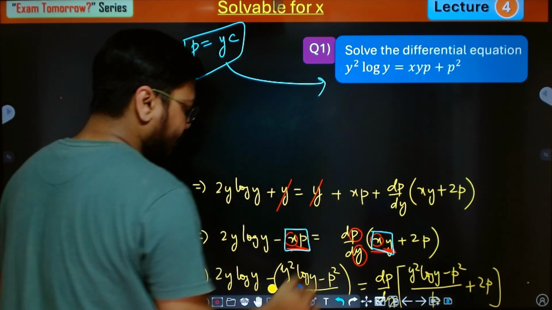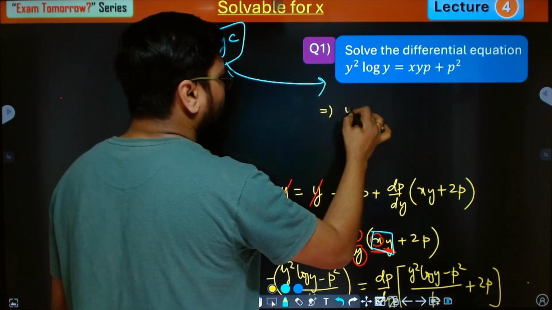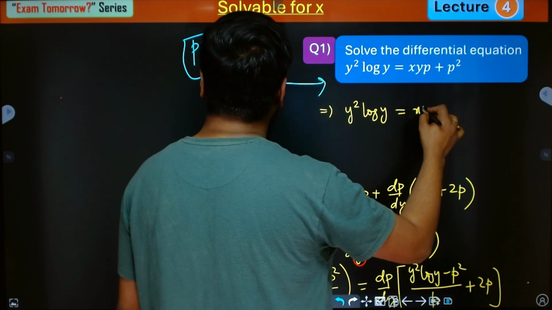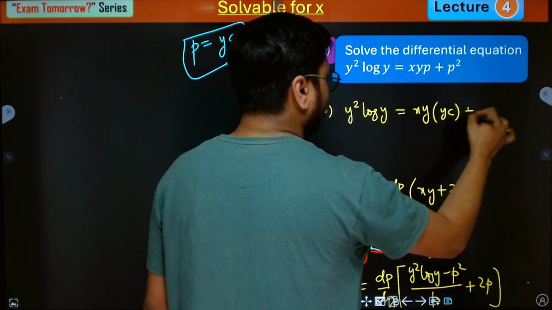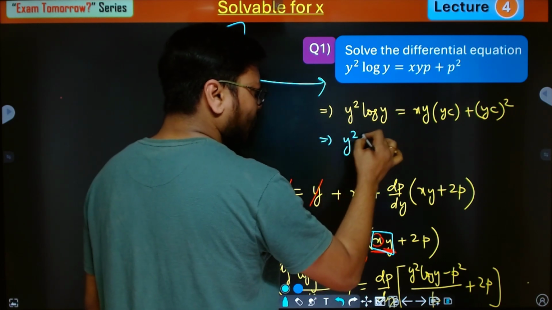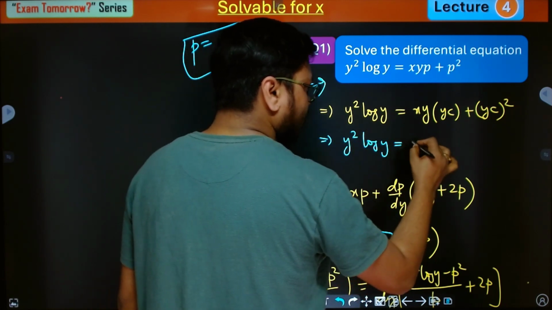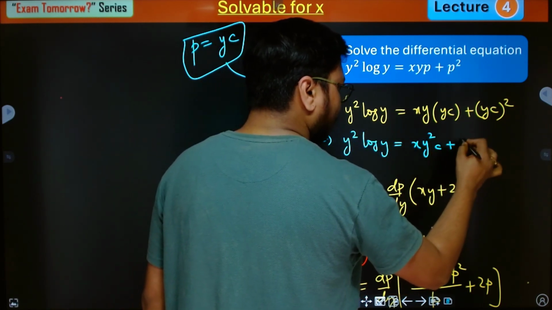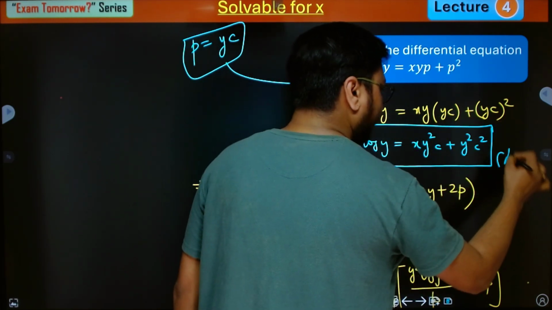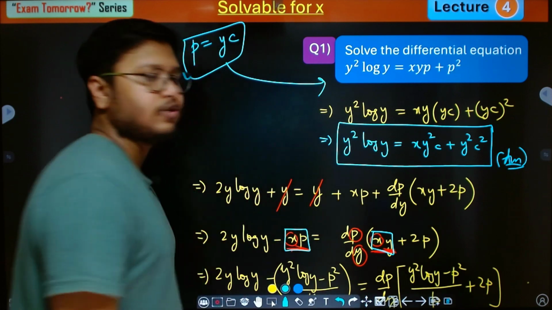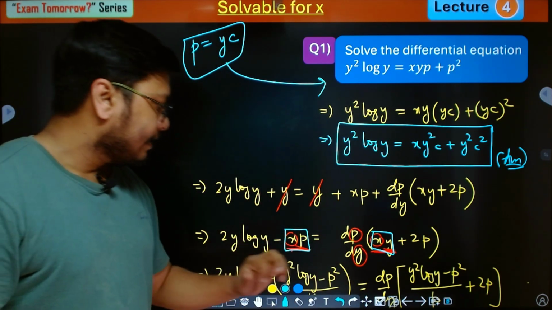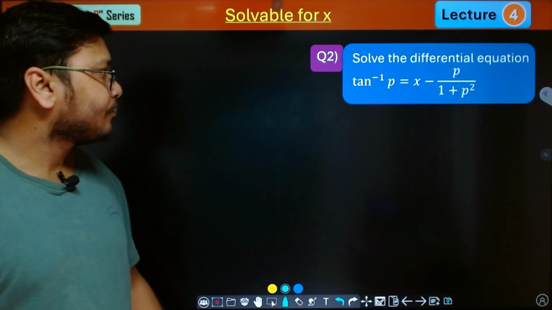If I plug this over here, then I'm going to get y square log y equals xy into yc plus yc whole square, which means y square log y equals xy square c plus y square c square, and this is my final general solution. Okay, so I hope this makes sense. Let's take a look at another question.